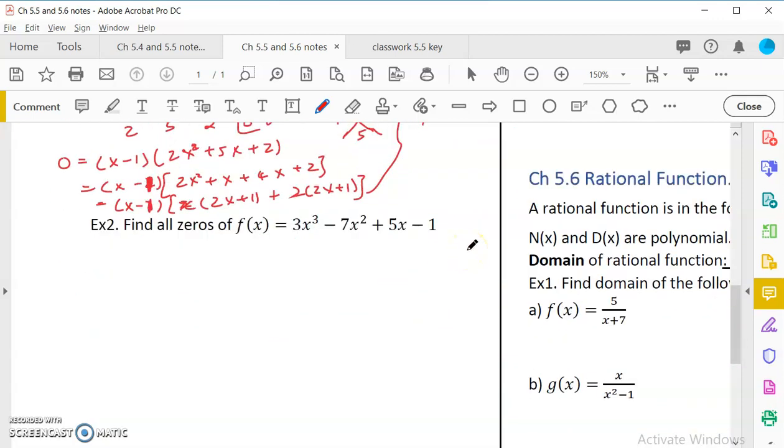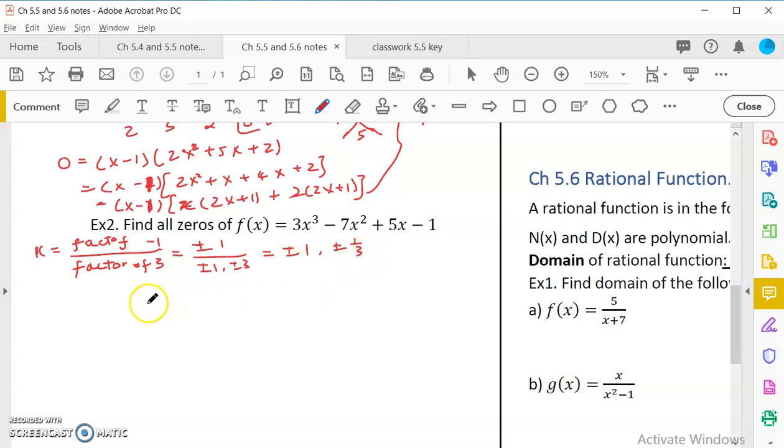Now, the second one is to find all zeros of this. So let's do possible k. k is what? Factor of -1 over factor of 3. So factors of -1 are just plus and minus 1. Factors of 3 are plus and minus 1, plus and minus 3. So that means the possible ones are plus and minus 1 and plus and minus 1/3.